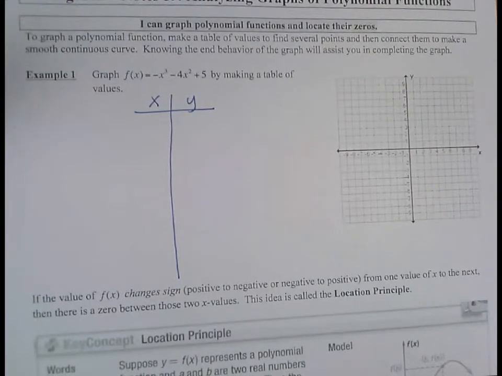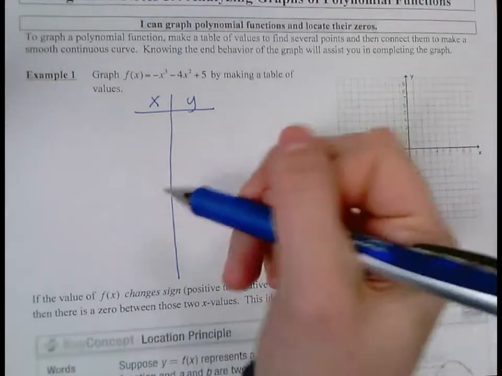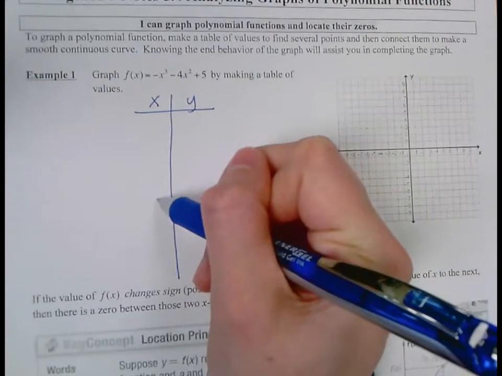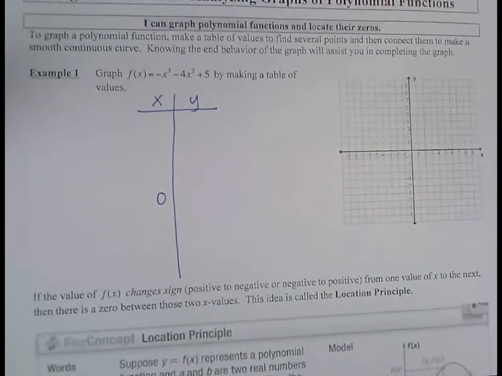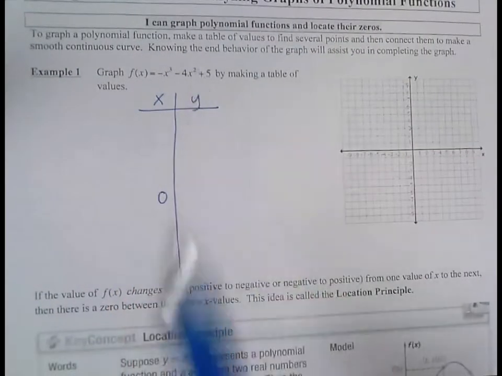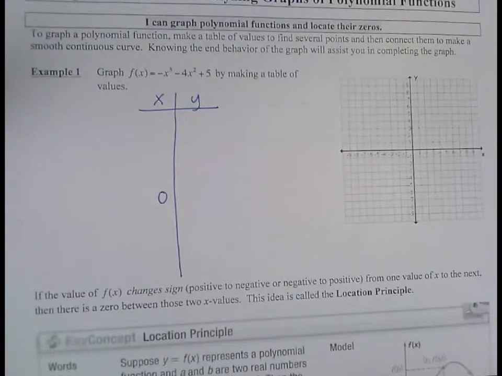Here's how I go about making a table for these. Because just by looking at this function, I have no idea how many points I'm going to need. You can plug in whatever x values you want. I typically start by plugging in 0, and I'm going to put that somewhere towards the middle of the table because I'm also going to have to plug in positive and negative numbers, but I always plug in 0 first. Okay, so if I were to plug 0 in for x, what would the y value be? 5.